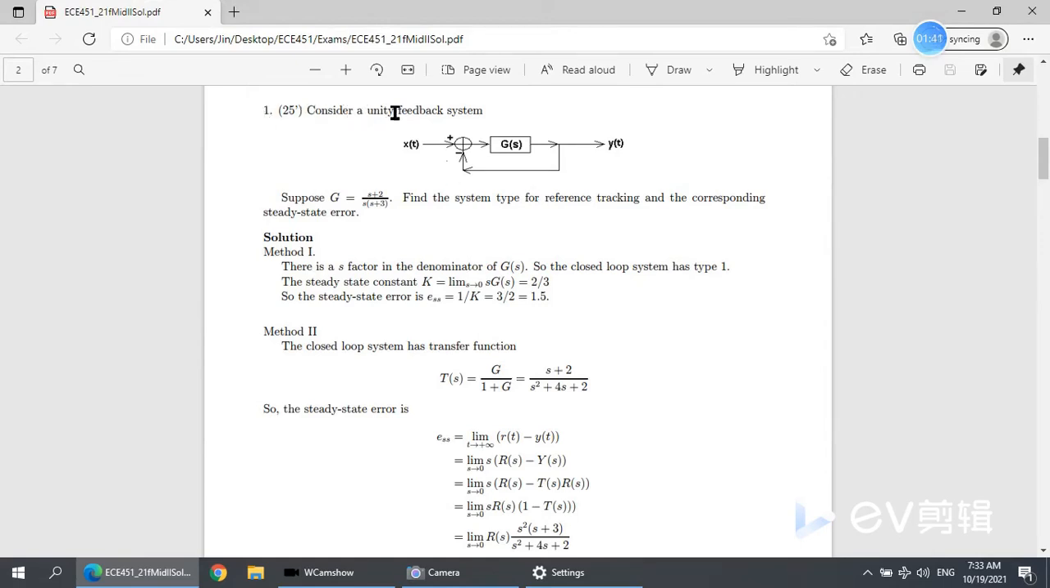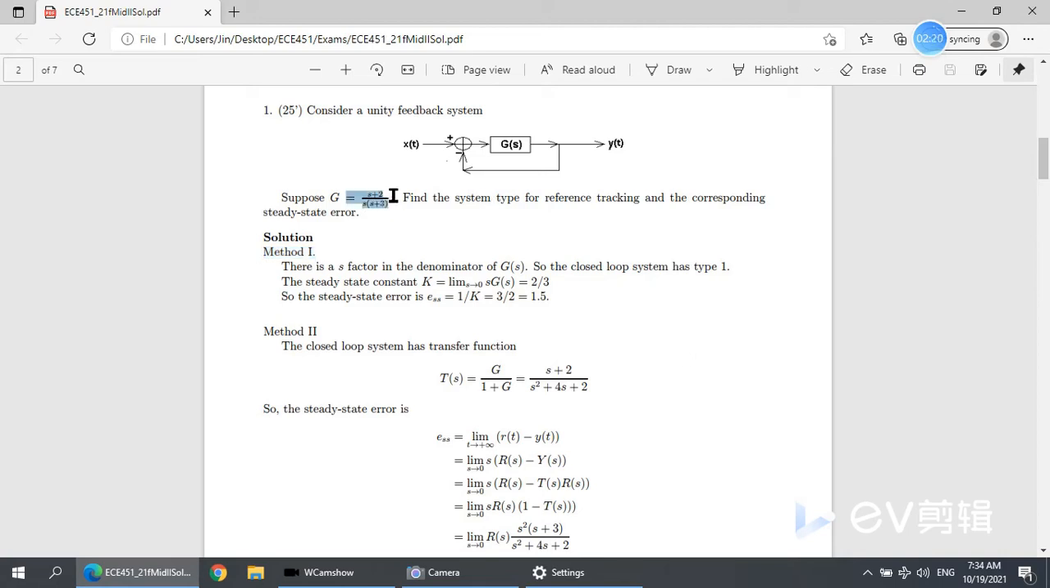We consider a unit feedback system, and this is the structure, and we know what G is. We want to find the type of the system for reference tracking and the corresponding steady state error. So this is a problem related to the type of the tracking. We need to find two things: one is the type, one is the steady state error. To solve it, we have two different methods. The first method is quite simple. You just follow some formulas, then you can have the result.